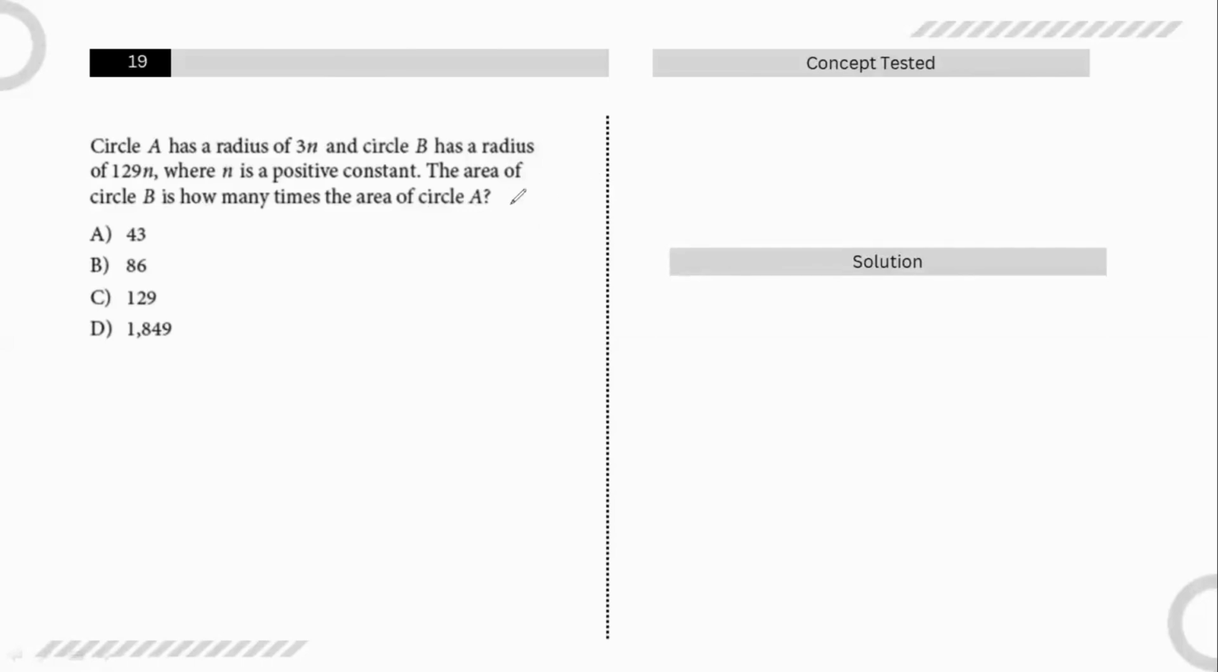Okay, now starting with the question. Circle A has radius 3n and circle B has radius 129n. N is a positive constant. Area of circle B is how many times area of circle A?